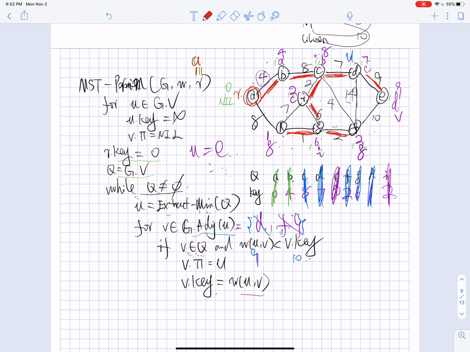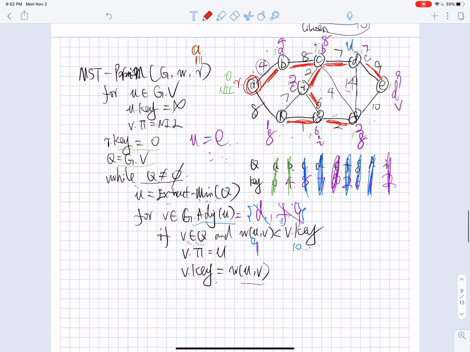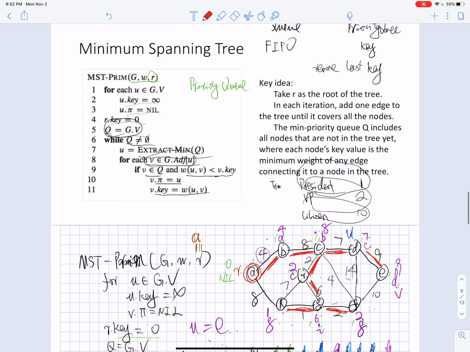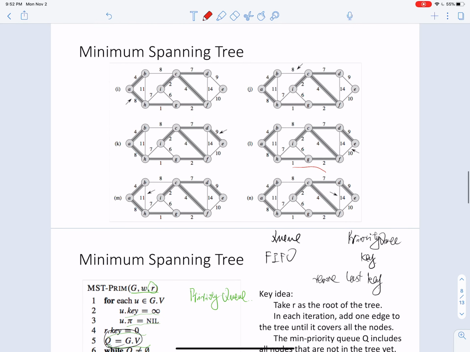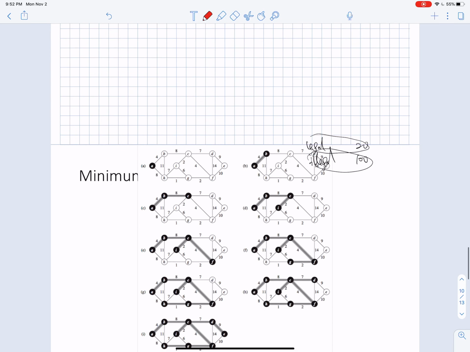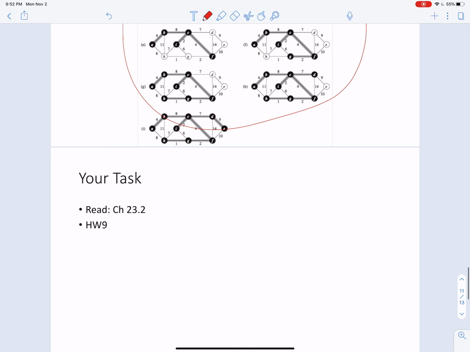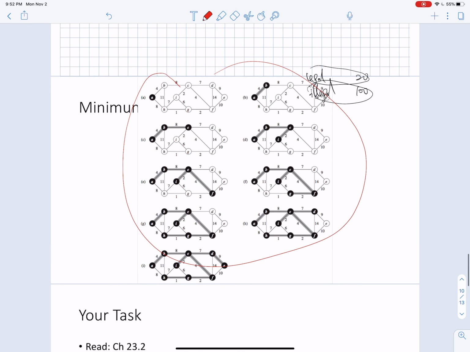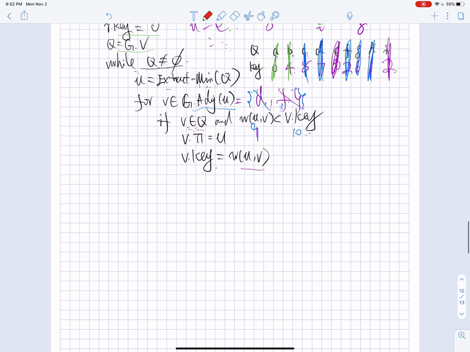So in this way, we'll be able to discover the minimum spanning tree of the graph. Okay, so this is the step-by-step illustration of it, and actually it's the same as over here. And yes, this is the pseudocode of minimum spanning tree. Hopefully you can understand it.